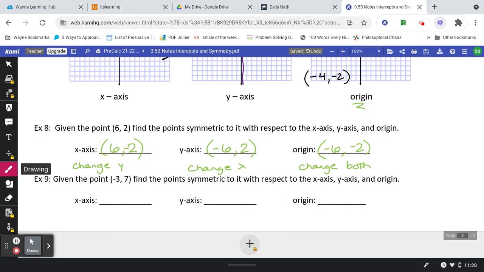For example number 9, you already have one of your numbers as a negative. That's okay. Still go by the rule of changing the y, changing the x, changing both. So for the x-axis, you're going to change the y, which means you're going to keep the x the same, which happens to be a negative, and change the y. For y-axis, you're going to change the x, leave the y. For origin, we change both. Change the signs of both. There we go.